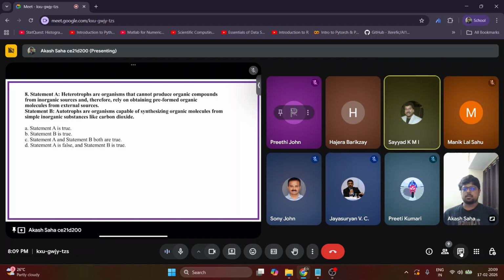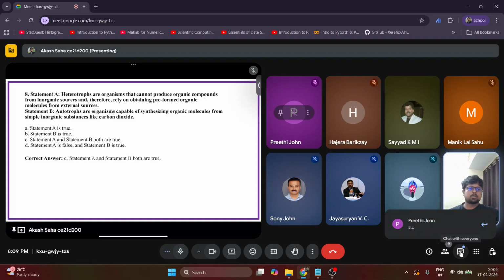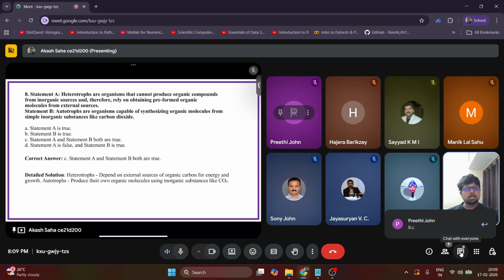C. Yes, C is the correct answer because both of the statements are true. The heterotrophs have to depend on external sources of organic carbon for their energy and growth, and autotrophs can produce their own organic molecules with the help of inorganic substances like CO2. So one is based on external organic sources and another is based on inorganic sources, so that they can make their own organic molecules. So it is true.